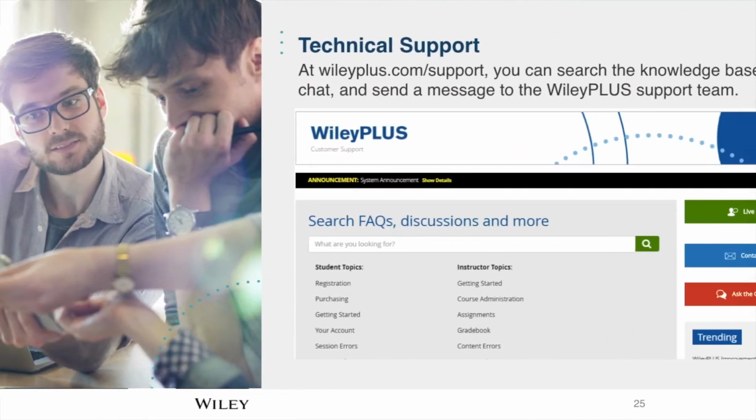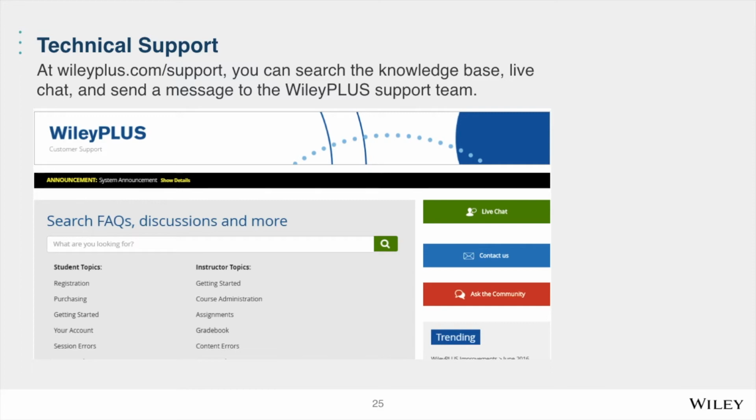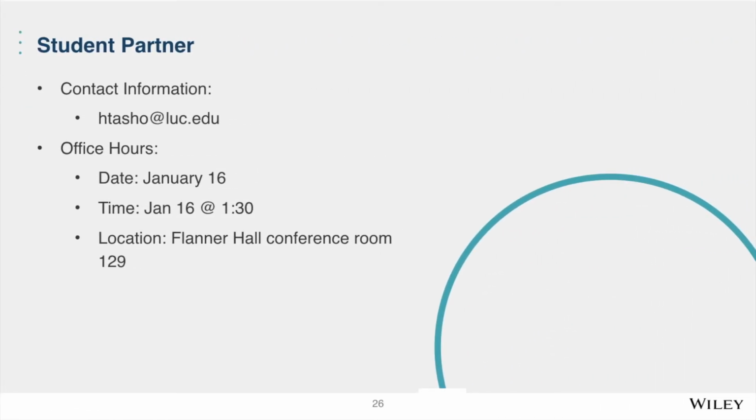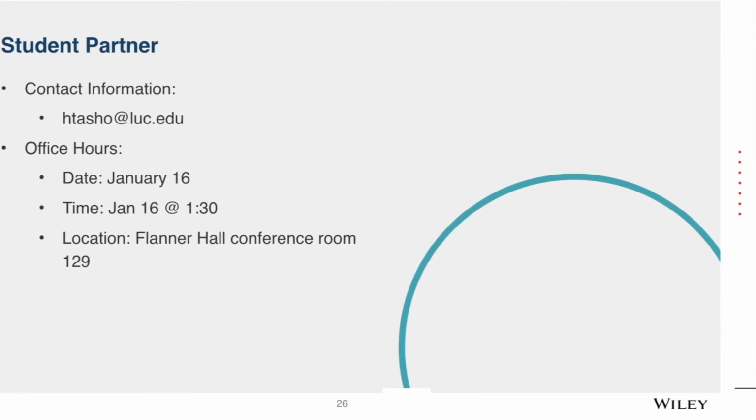So if you ever have any technical difficulties or if you ever need any support, you can always go to WileyPLUS.com/support and browse through the FAQs and see if those are answered there, or you can have a live chat with a person that can help you resolve your issue. You can also always contact me. My email is up here. This is my school email, so you can email me if you ever have any issues or questions. I am also holding office hours on January 16th at 1:30 in the Flanner Hall Conference Room, number 129. I will be there until about 2:30 to answer any questions or help you register.